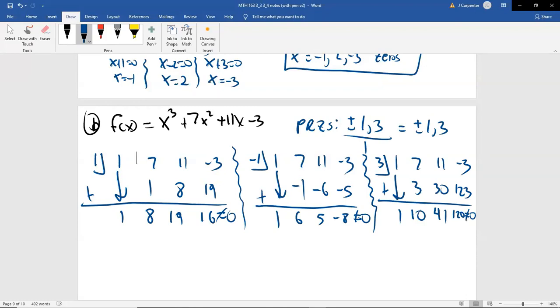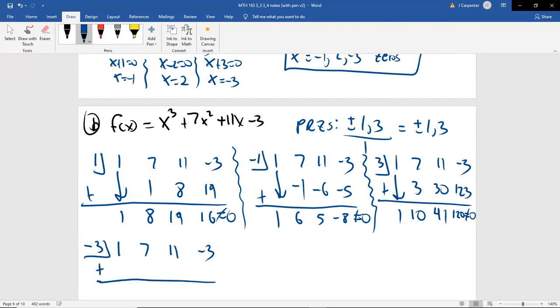Oh, man. Oh, Mr. Beckner, you told me at least one of them has to work. I promise it does. So I think you can already guess that negative 3 works unless we made a mistake somewhere, which we didn't. I'm not saying you wouldn't have, but we definitely didn't here. All right, fingers crossed. 1, 7, 11, negative 3.